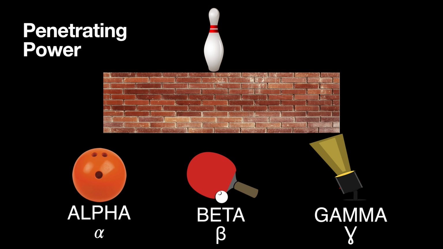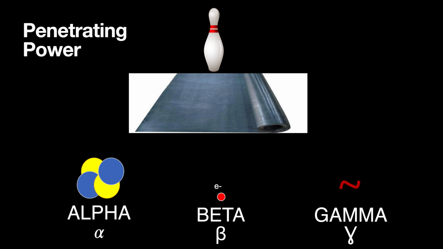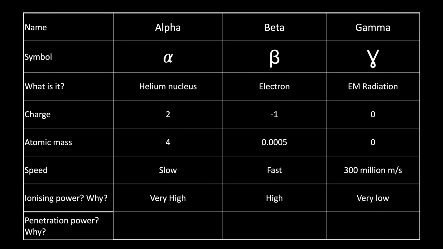Now let's take a look at one final example. Here we have a brick wall, and the brick wall would simply stop all three, including the light. So just like this, alpha, beta, and gamma can be stopped by a thick sheet of lead. Based on this, try and fill in the table below.